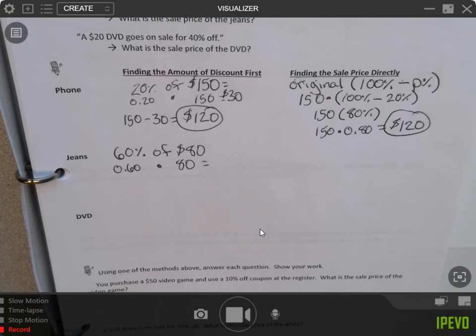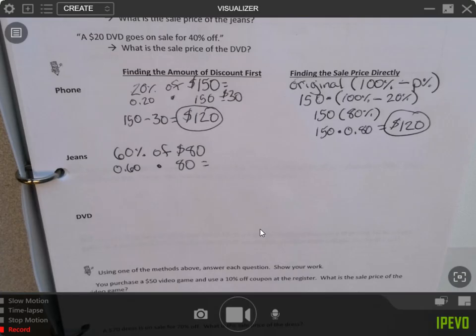So everybody should be trying it with your calculator. 0.60 times 80. We want to make sure we're putting it into our calculators correctly. Where's your calculator? Go get it. Anybody else not have a calculator?